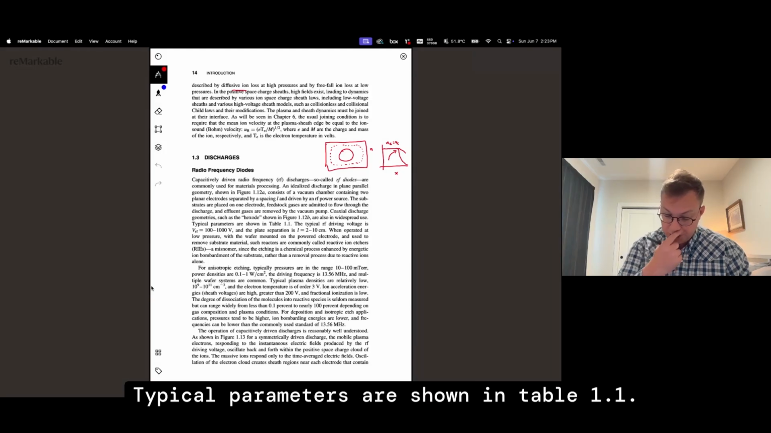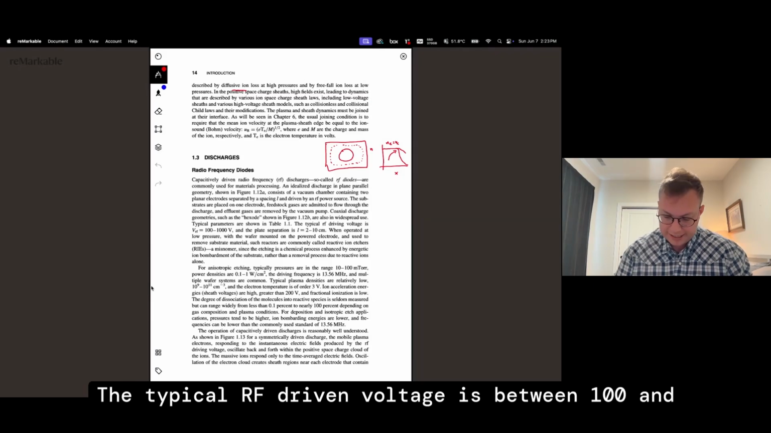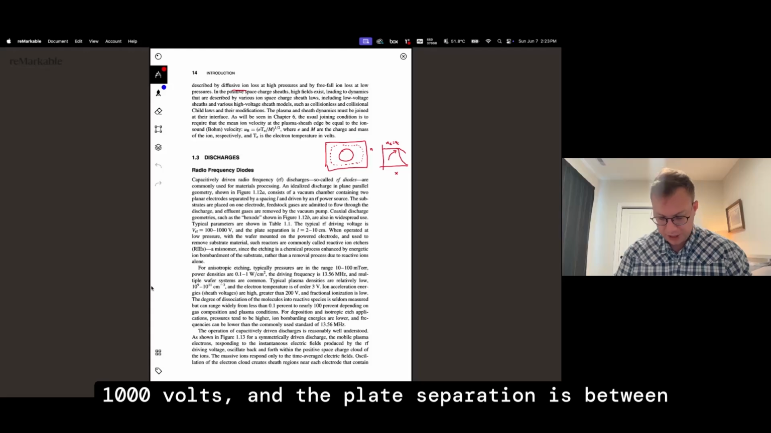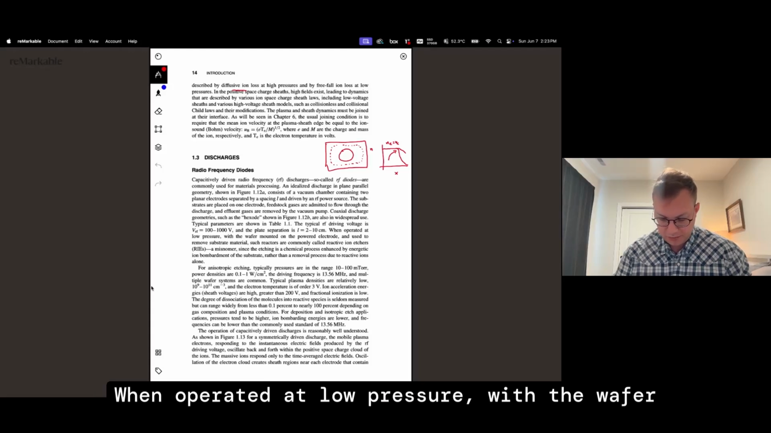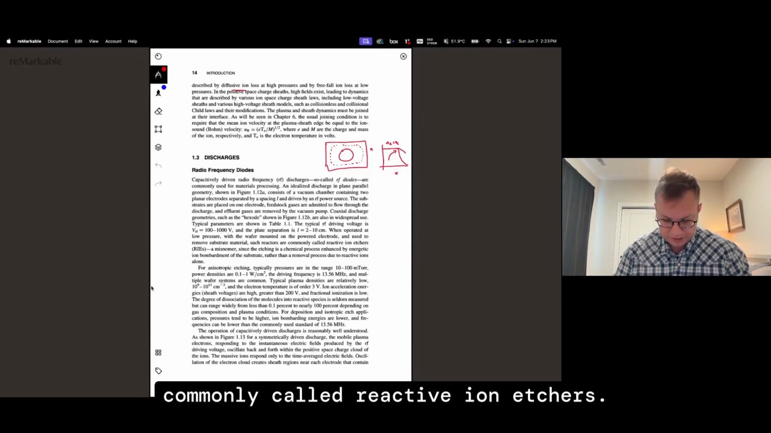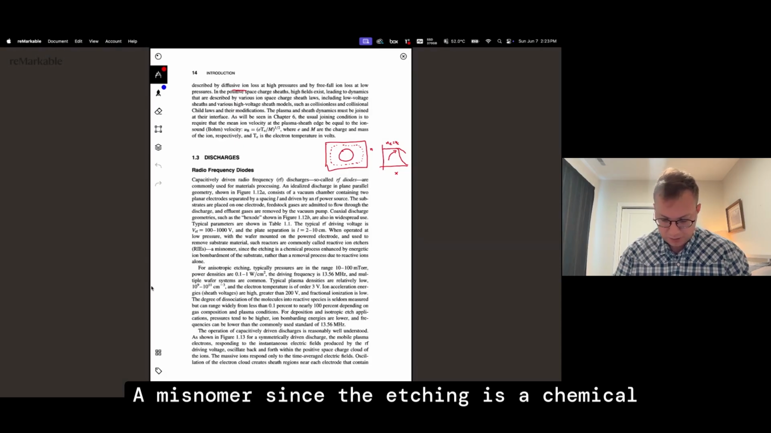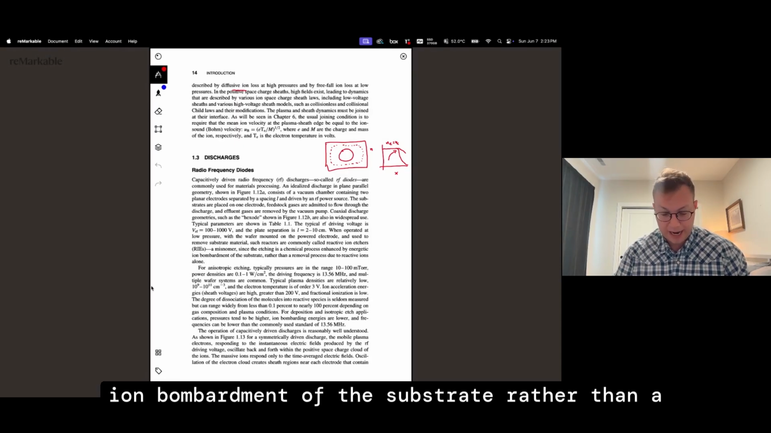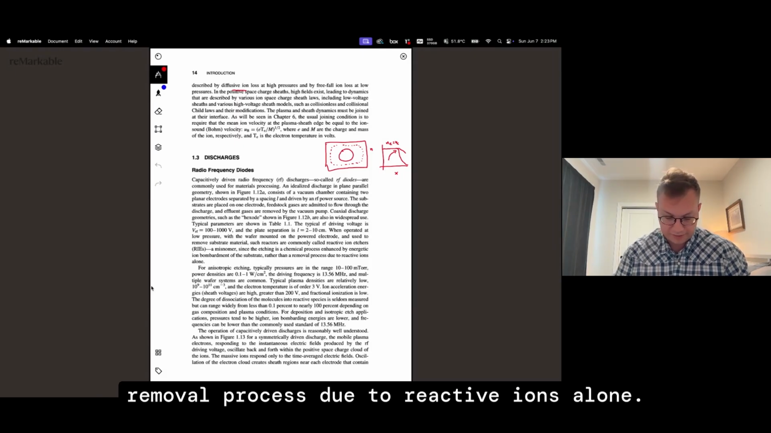Typical parameters are shown in table 1.1. The typical RF-driven voltage is between 100 and 1,000 volts, and the plate separation is between 2 and 10 centimeters. When operated at low pressure, with the wafer mounted on the powered electrode and used to remove substrate materials, such reactors are commonly called reactive ion etchers. A misnomer, since the etching is a chemical process enhanced by energetic ion bombardment of the substrate, rather than a removal process due to reactive ions alone.